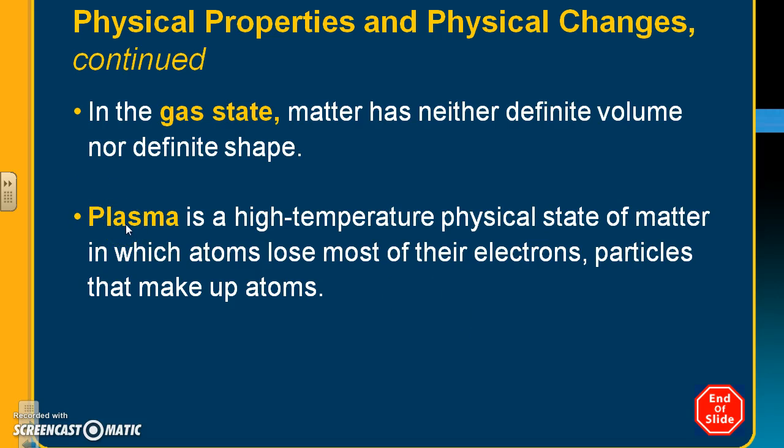Plasma is the most abundant of all of the states of matter in the universe. And that's because of all the sun and the stars. So it is a high temperature physical state of matter where the atoms are going to lose electrons, and those are some of the particles that make up the atom. So we'll get more into the parts of the atom, but plasma is at very high temperatures.